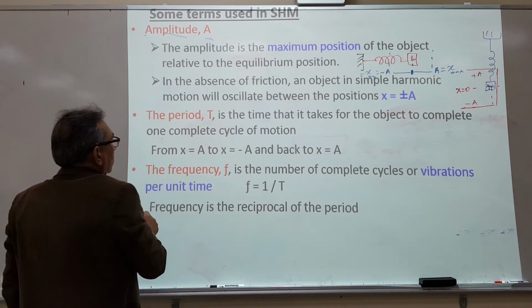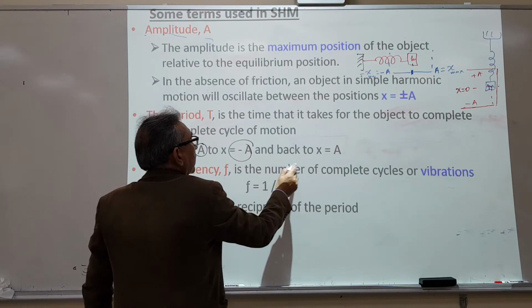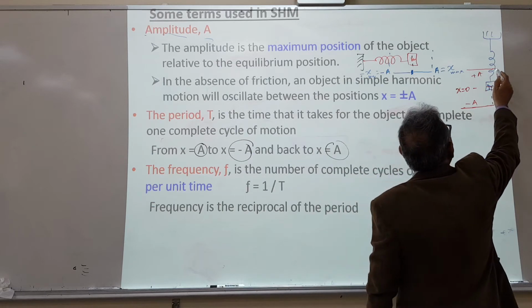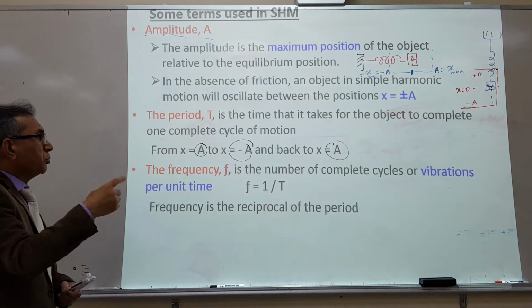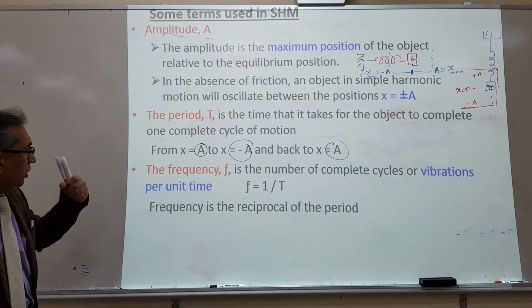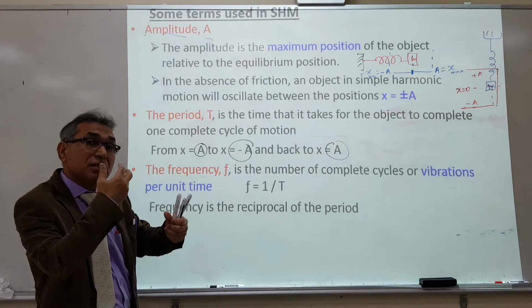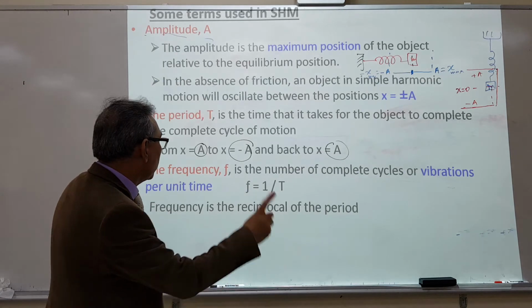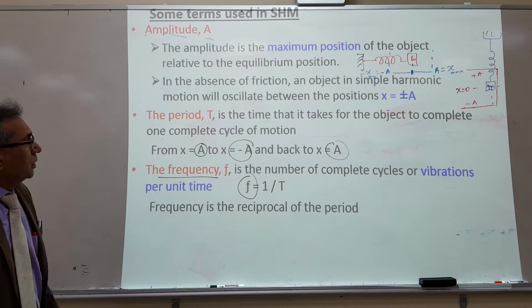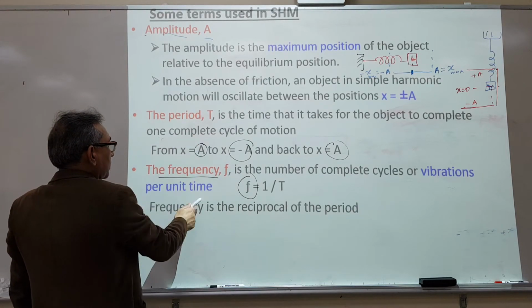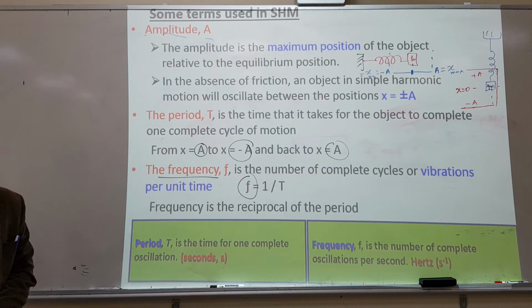You start from A, for example, to minus A and again back to the starting point. That is one trip. The time taken for that single vibration is called time period capital T. And how many vibrations, how many cycles you complete in 1 second, that is the frequency. The unit for the time period is second, and the unit for frequency is hertz.